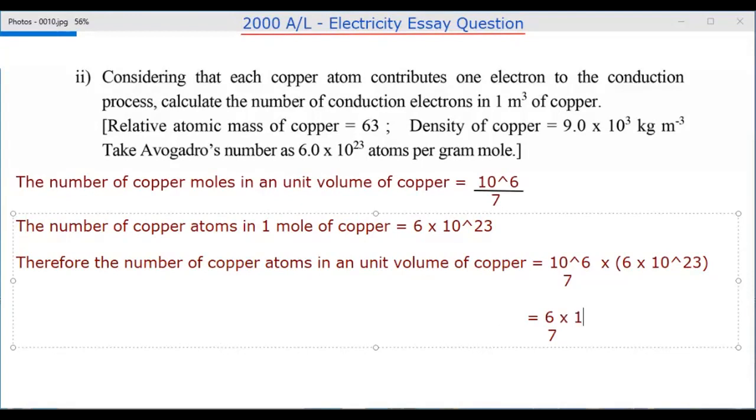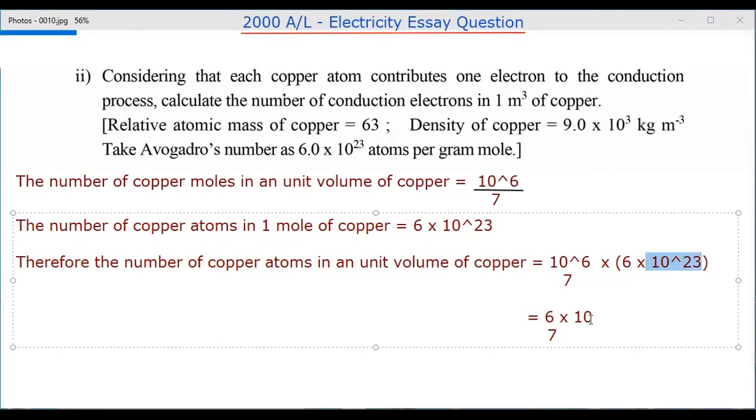multiplied by 10 to the power 6 into 10 to the power 23 means 10 to the power 29. Is my answer correct? Somebody please tell me whether my answer is correct or wrong. Who has obtained this answer? Just raise your hand up if you have obtained this answer.